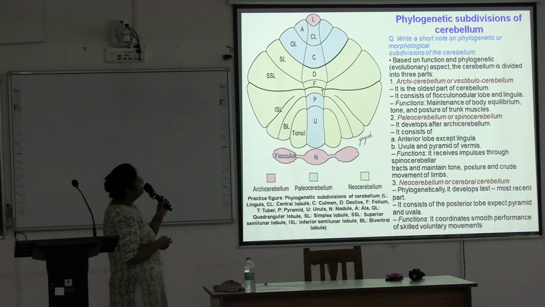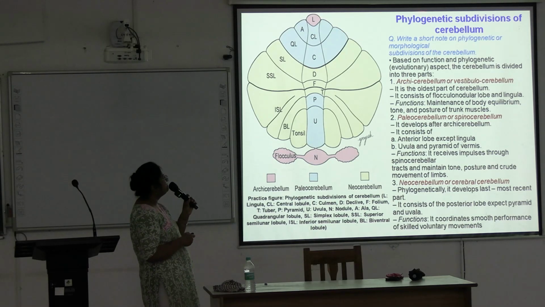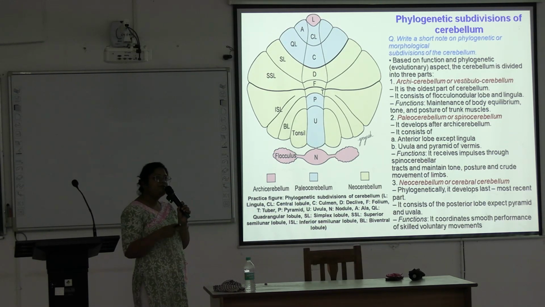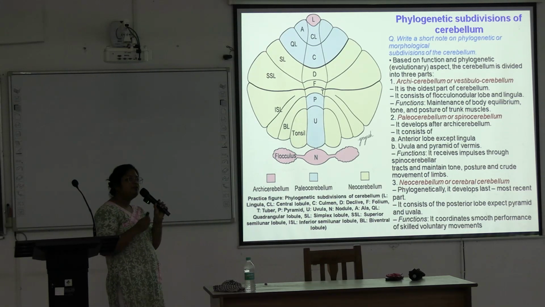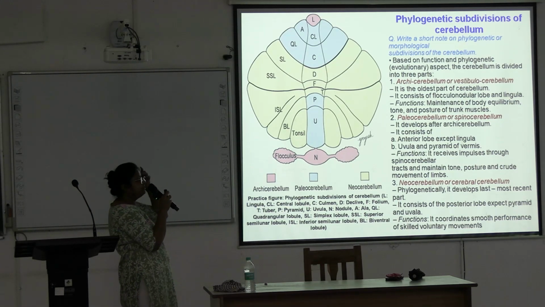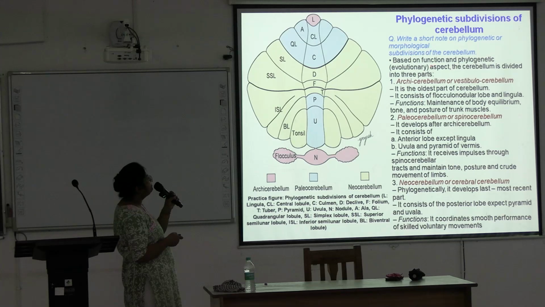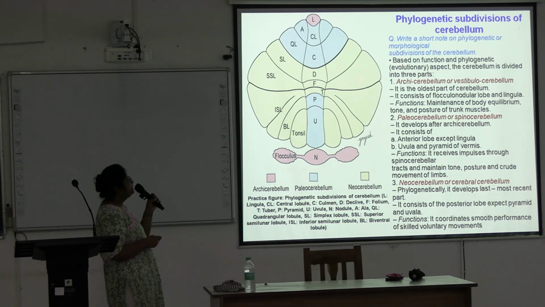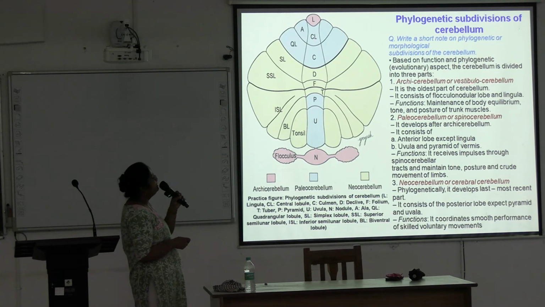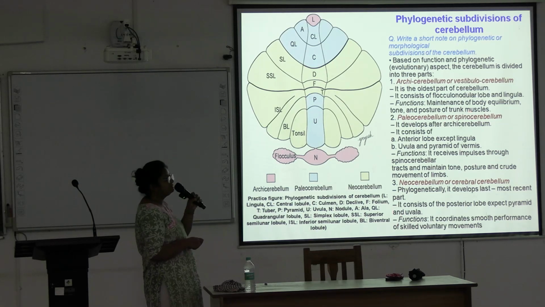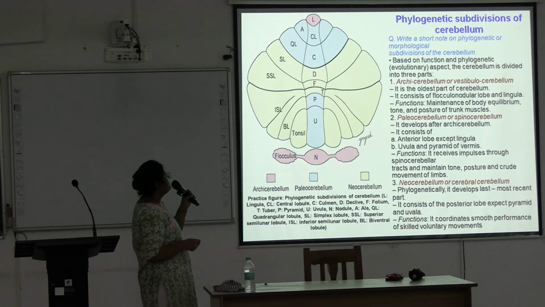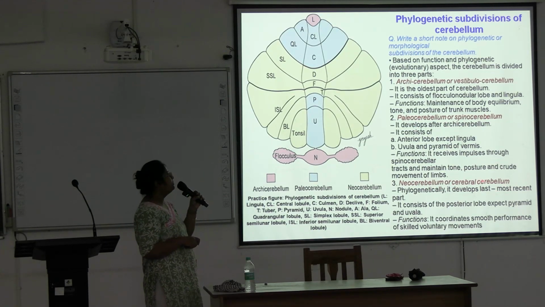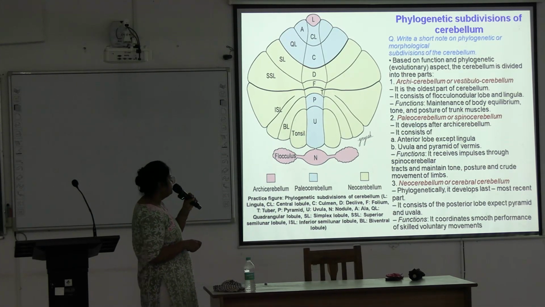Next, we are going to the phylogenetic subdivisions of the cerebellum. This is important for your theory. Okay, it comes as a short note or part of the long question. Phylogenetic subdivisions. So, based on function and phylogenetic evolutionary aspect, the cerebellum is divided into three parts: archicerebellum or vestibulocerebellum, paleocerebellum or spinocerebellum, and neocerebellum or cerebrocerebellum.